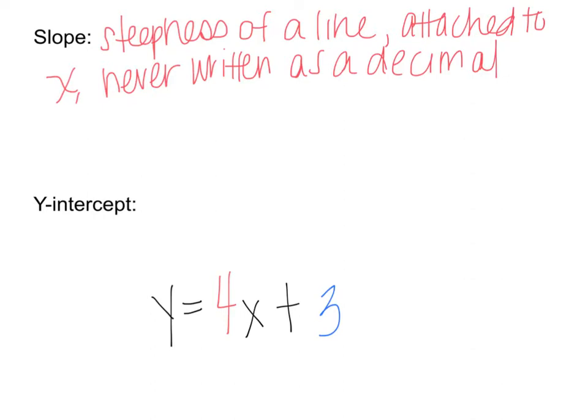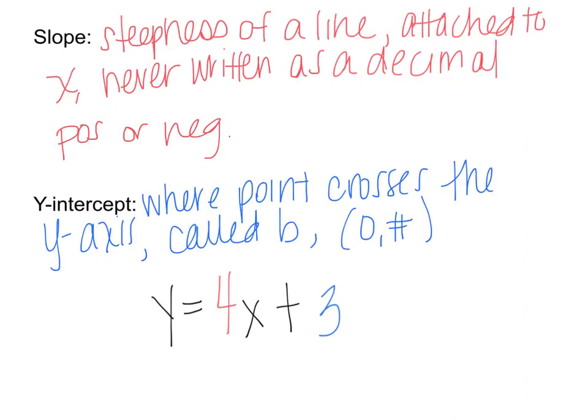Let's define slope again. Slope, remember, is the steepness of a line. It can be positive or negative. And it is always going to be attached to the x in the equation. So if you look down here below, this 4 right here is your slope. And this is never going to be written as a decimal. We will always write it as a fraction or a whole number.